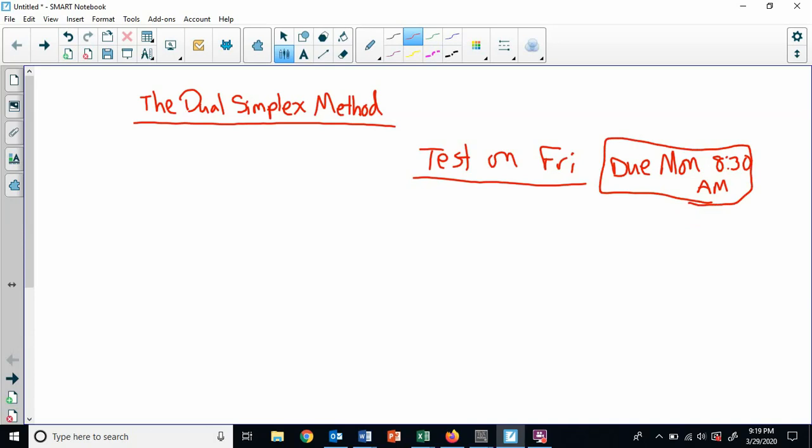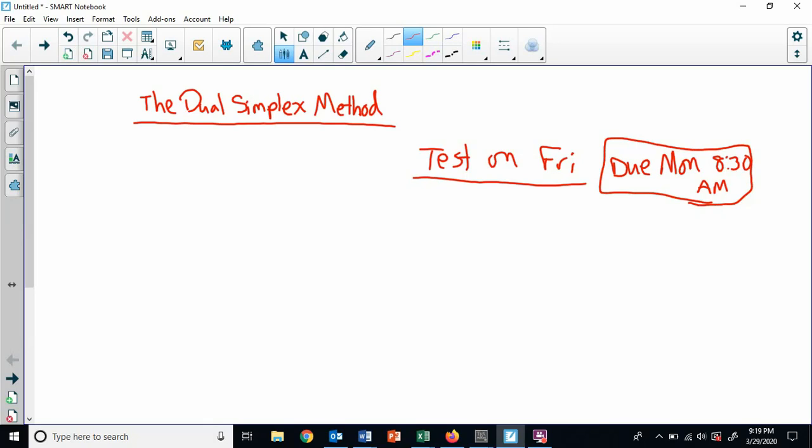It'll cover all the last little bit of stuff we've been going over since our last test. Things like sensitivity analysis, the two-phase and big M methods, unrestricted and signed variables, duals, and dual simplexes, which I'm fixing to go over today. And I'll give you a lot more detail on that in an email to come sometime soon.